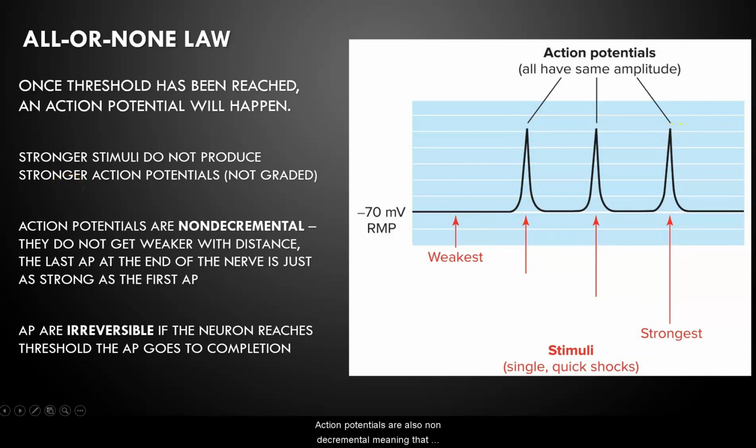Action potentials are also non-decremental, meaning that they do not get weaker with distance. The last action potential at the end of the nerve is just as strong as the first action potential at the beginning. And also action potentials are irreversible, so if the neuron reaches threshold, that action potential goes to completion. This is the all or none law.